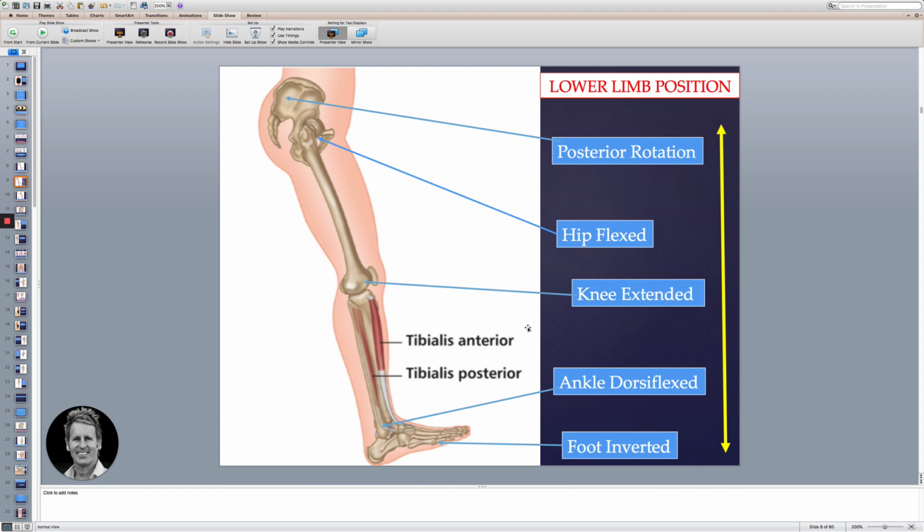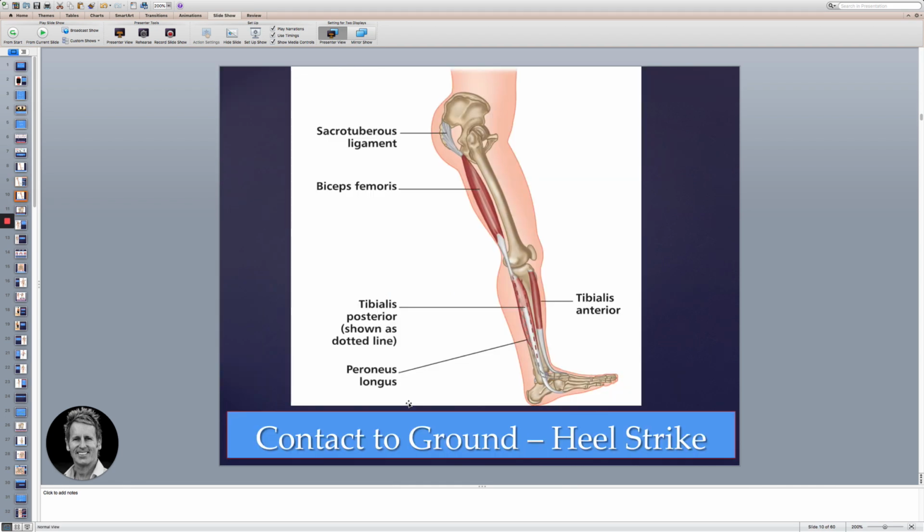Let's have another look. So again, I've got the innominate that is posteriorly rotated, the hip is flexed, the knee is extended, the ankle is dorsiflexed, and then the foot is inverted. That is just as we go in to contact the ground. Now the tibialis anterior is part of a sling, and where it attaches on the medial cuneiform, it continues as another muscle called the peroneus longus, which comes around onto the head of the fibula here. But you can't physically see that yet, so we'll have a look at the next picture.